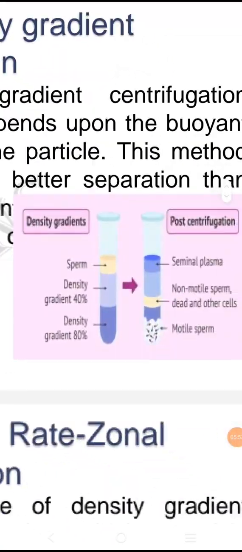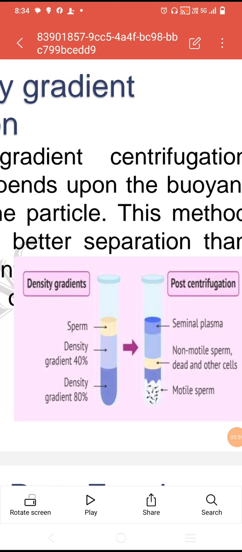We can see the density gradients in this picture. We take sperm as the material, with a density gradient of 40% and a density gradient of 18%. After centrifugation, the seminal plasma is separated out, non-motile sperm, dead and other cells are separated out, and the motile sperm we see in the bottom region. We can take these motile sperm only for biological or clinical research.